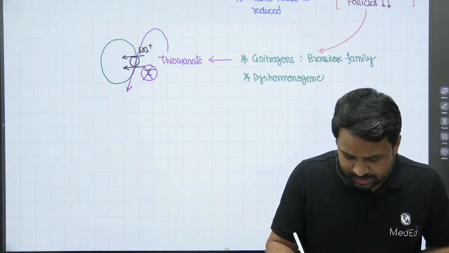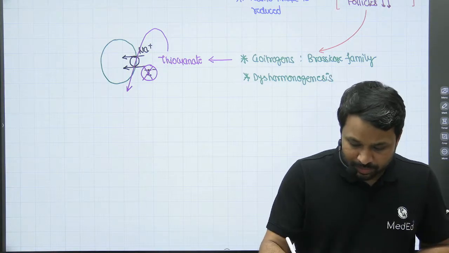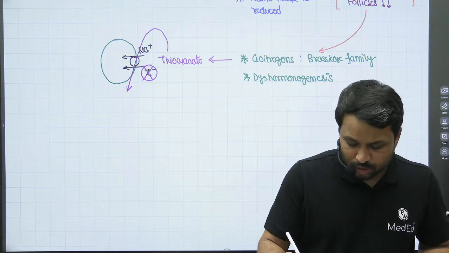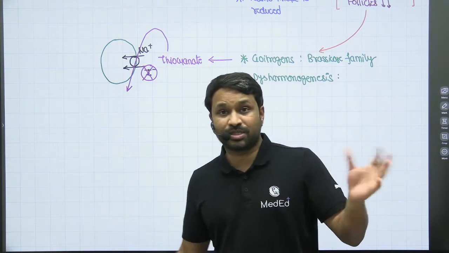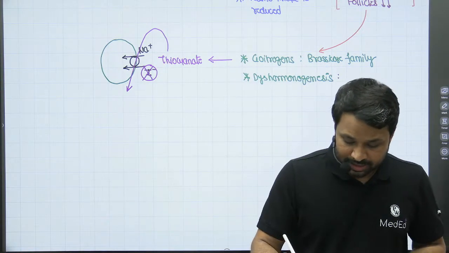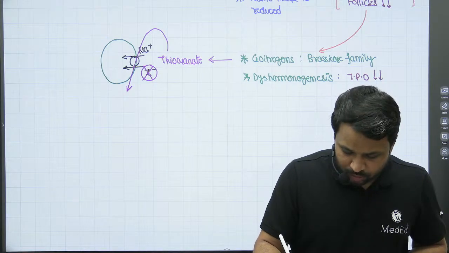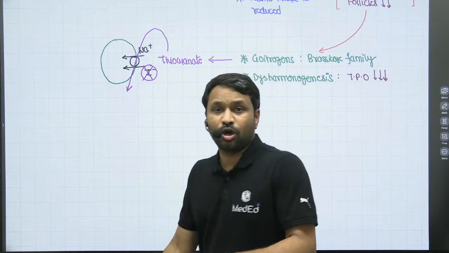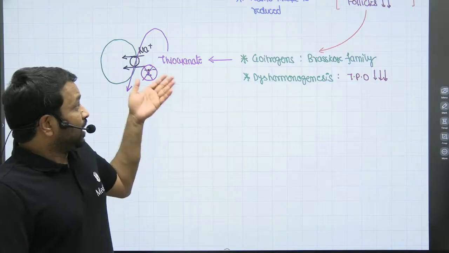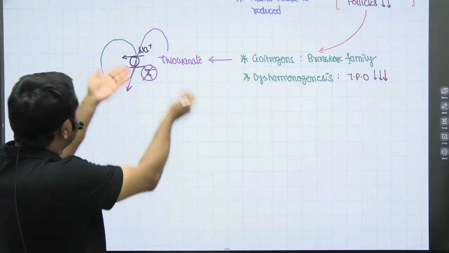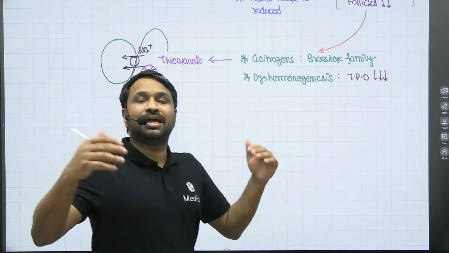Now, what is this dyshormonogenesis? You remember I told you we have a super enzyme which was catalyzing all the reactions. That is your thyroperoxidase enzyme. Deficiency of thyroperoxidase enzyme is what we call dyshormonogenesis. You are taking the iodine, and now the iodine is going into the follicle also, but inside the follicle, the iodine is like, okay, what to do?